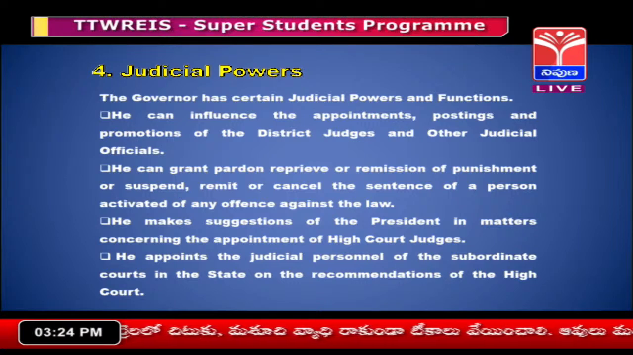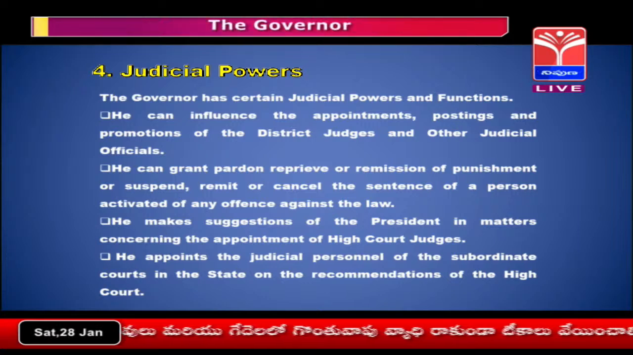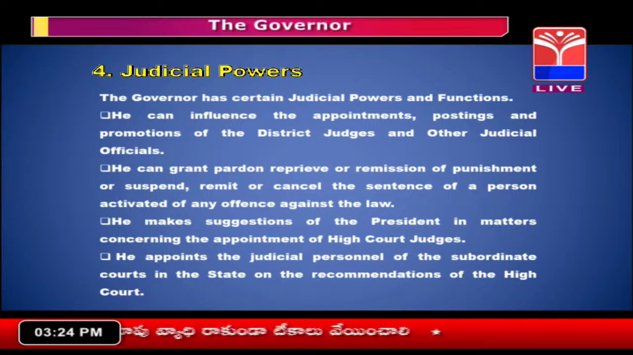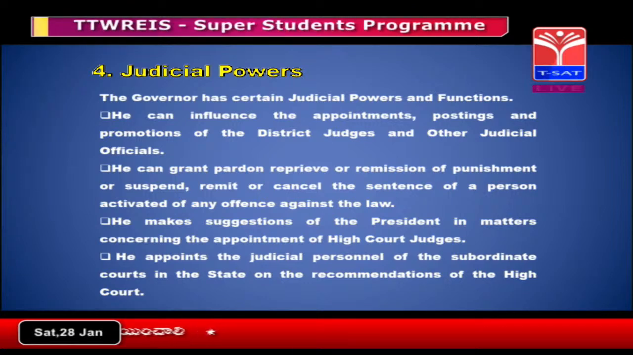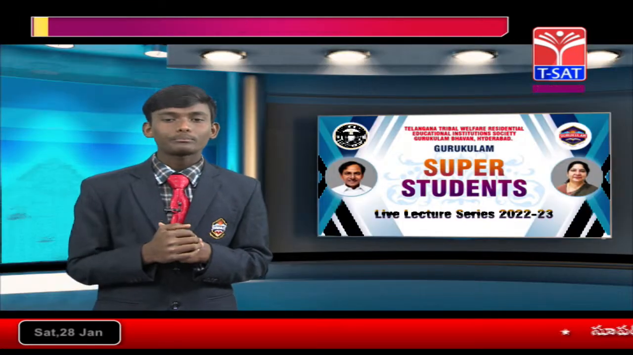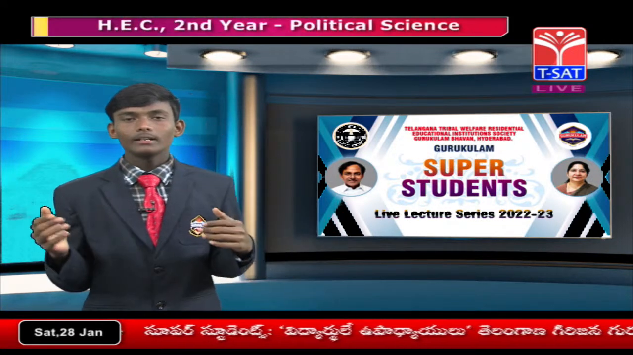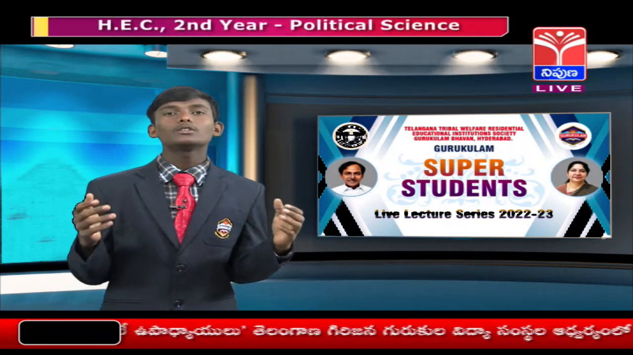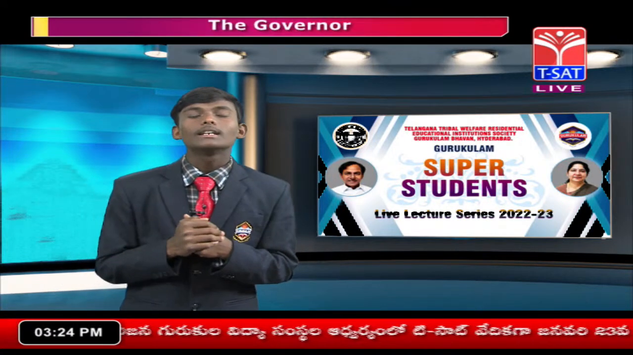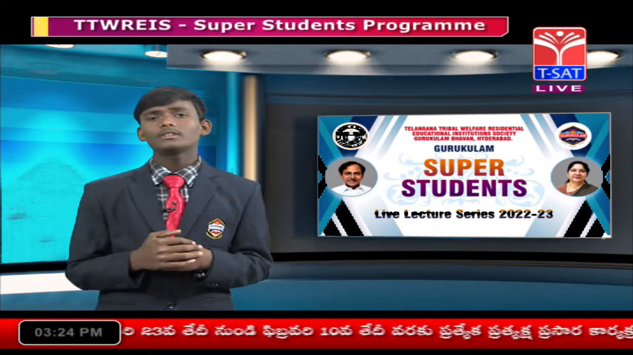He grants pardon. Granting pardon means the punishment is decreased or postponed, like this. And he makes a suggestion to the President of India in matters of appointing the high court judges, and he appoints the judicial personnel of the subordinate courts in the state on the recommendation of the high courts. And these are the judicial powers of the state governor.